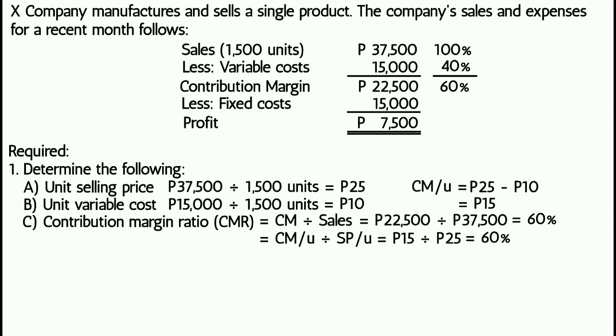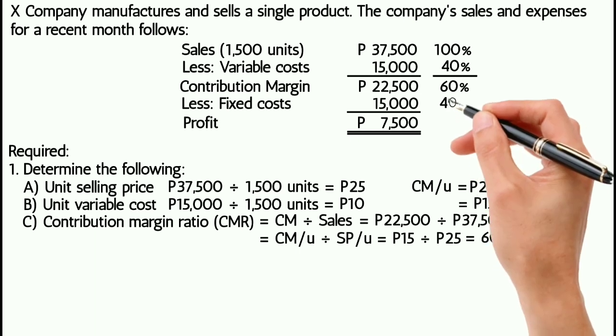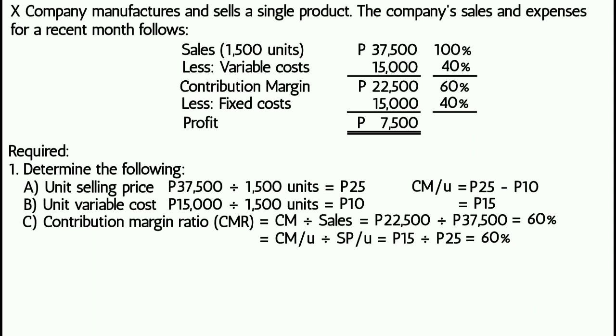Ano pa? Contribution margin ratio is equal to fixed cost ratio plus profit ratio. Paano kinocompute yung fixed cost ratio? Fixed cost divided by sales. So, 15,000 pesos divided by 37,500 pesos, that is equal to 40%. How about the profit ratio? Profit divided by sales. So, 7,500 pesos divided by 37,500 pesos, that is equal to 20%. Yung fixed cost ratio na 40% plus yung profit ratio na 20%, yan ay equal sa contribution margin ratio na 60%.